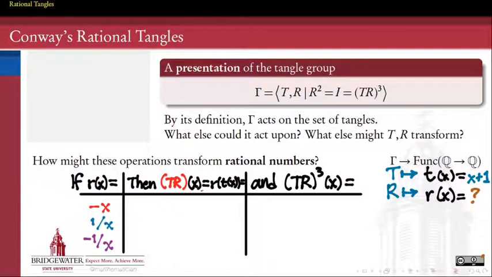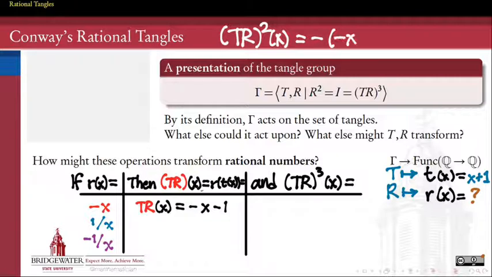John, you found out that TR, the composition of T and R, so R of T of x, has the equation minus x minus 1. And then using that as a function, if we compose that with itself 3 times, what we actually find is that when we just do it twice, we end back up at x. We end back up at minus (minus x minus 1) minus 1. Distribute the minus through, this becomes x plus 1 minus 1 equals x.